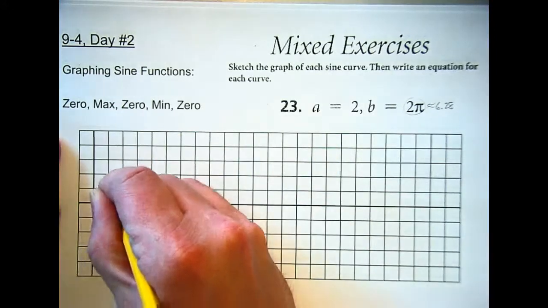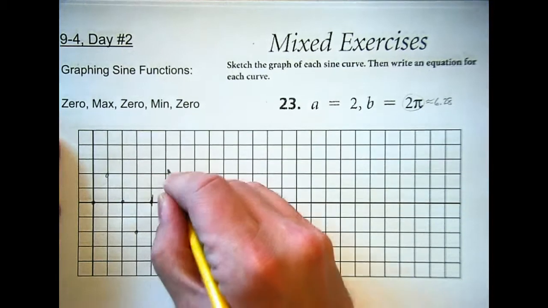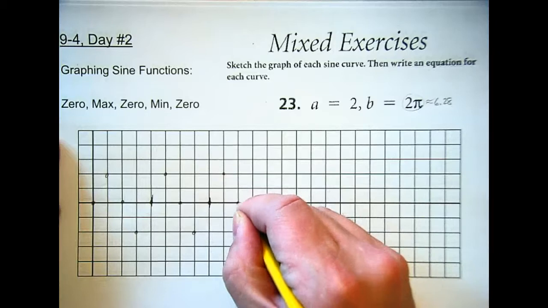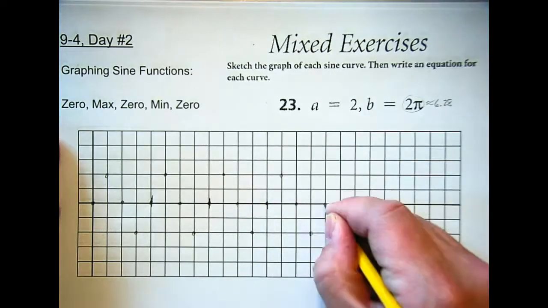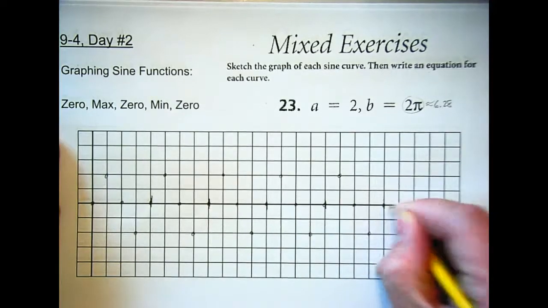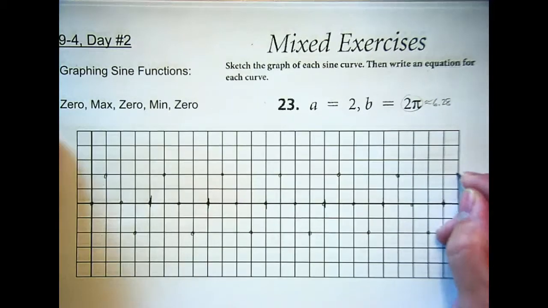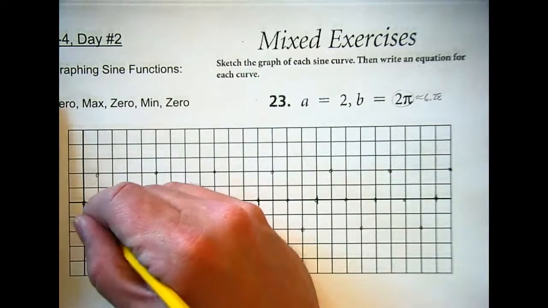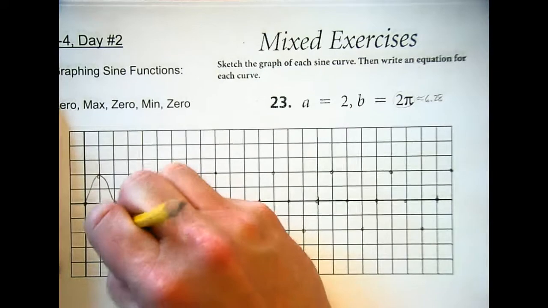So I'm here, 0, max. There's 1. There's 2. And 3. And 4. I'll just finish it off. I have to go over 6. Okay, so get our curve down. Really got to work on the curves there.